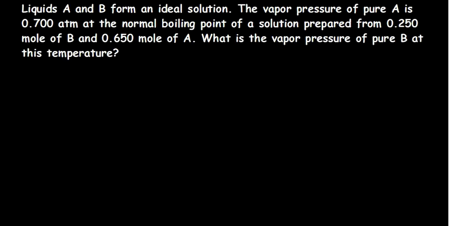Okay, so let's just have a quiz question. Feel free to just pause the video and just try this one out. So liquids A and B form an ideal solution. So an ideal solution has the vapor pressure to be 1 atm. So the vapor pressure of the pure A is that, at the normal boiling point of a solution.